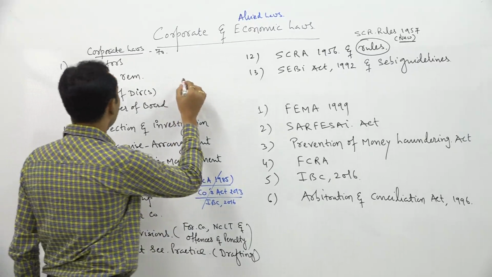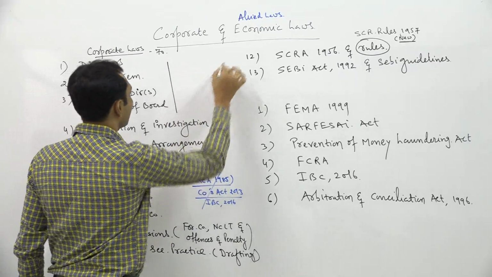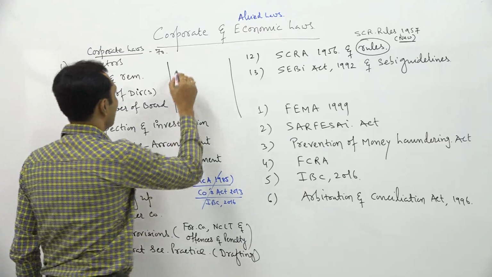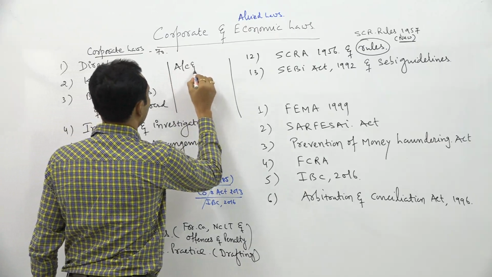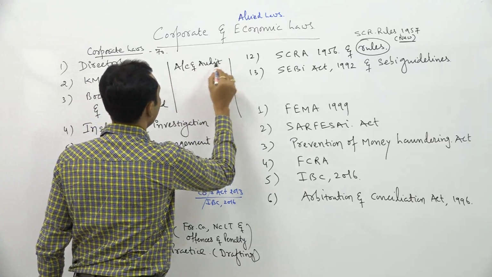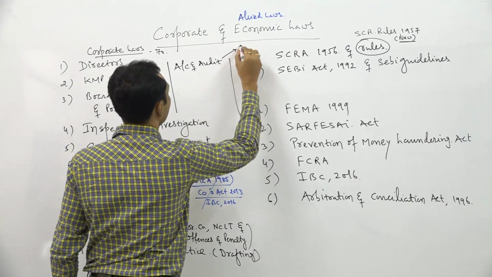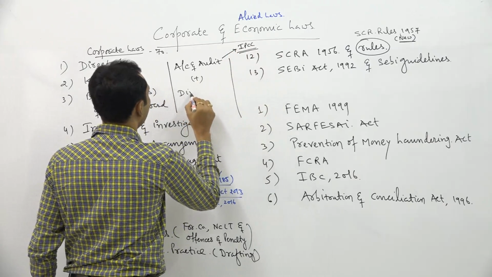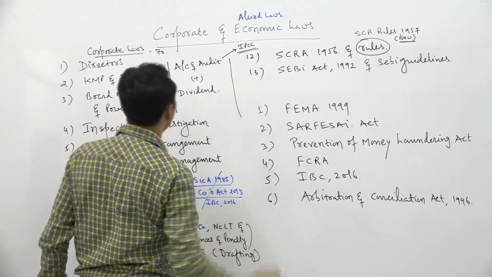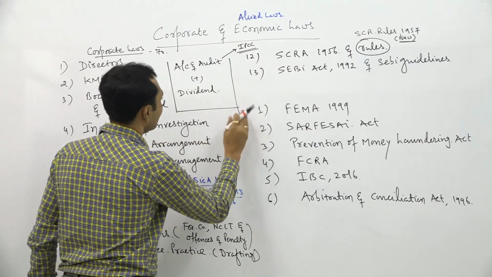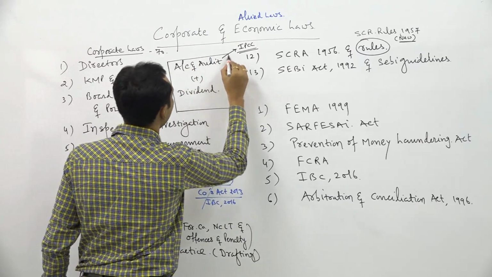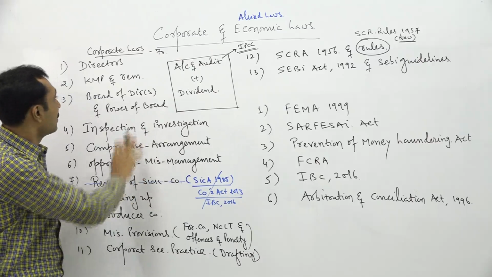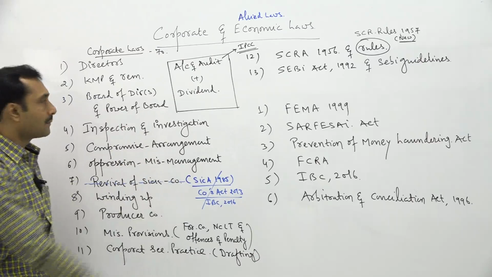What are the major changes here? The 2 chapters that were earlier there: one was on accounts and audit, which has been shifted to the IPCC, and the chapter on dividend, or the provisions on dividend. Now these 2 chapters have shifted to the IPCC. So the 2 chapters are totally reduced from your existing course of the final.